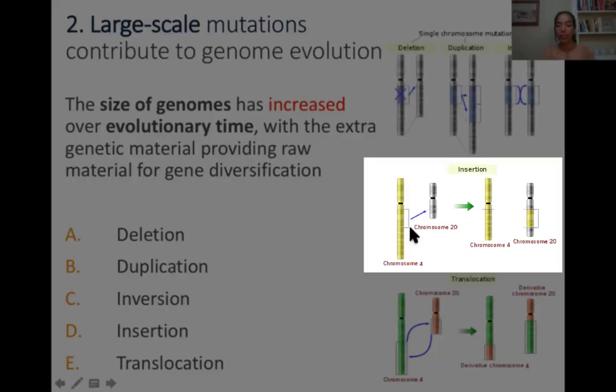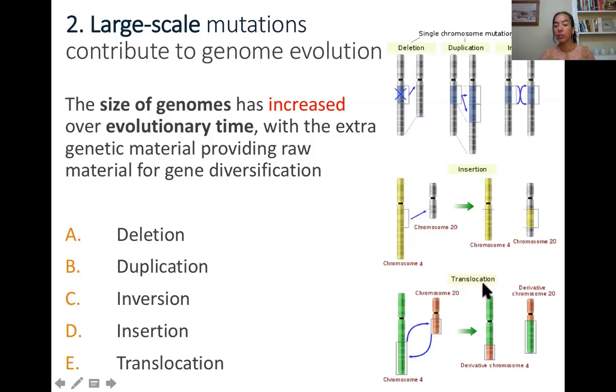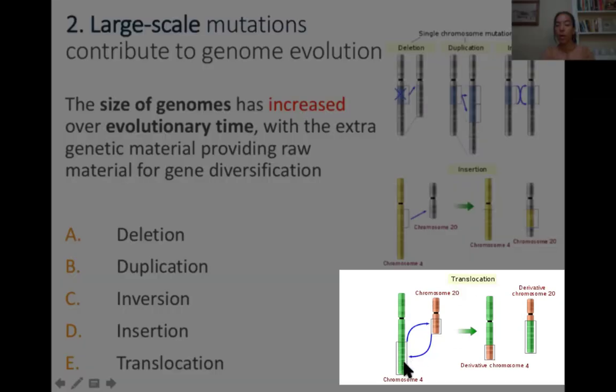In this case, for example, we can have an insertion of a piece of a chromosome, let's say chromosome 4, into another chromosome, in this example, chromosome 20. Now, this is an insertion from another chromosome. We can have also translocations, which means that one part of this chromosome gets into this other chromosome, but the difference with the insertion is that this part of this chromosome gets into chromosome 4. So the part of chromosome 20 gets into chromosome 4. Now we have two chimeric chromosomes.